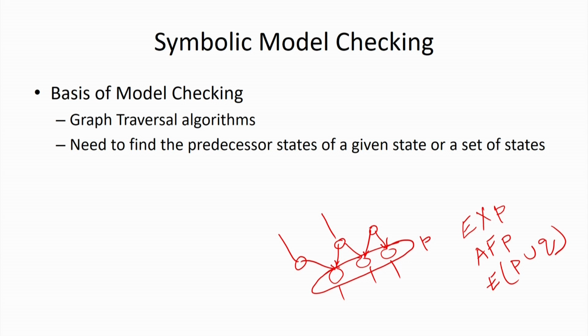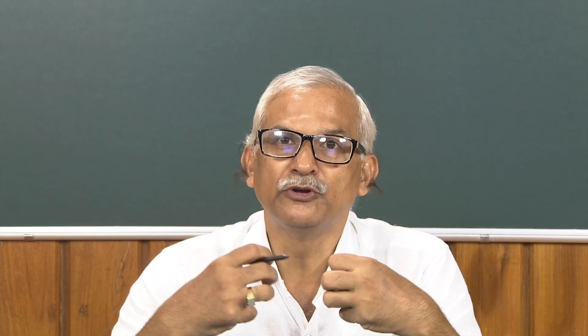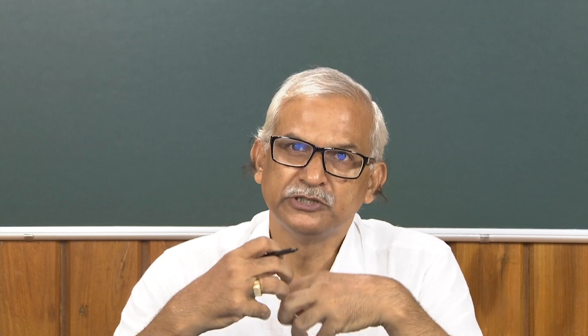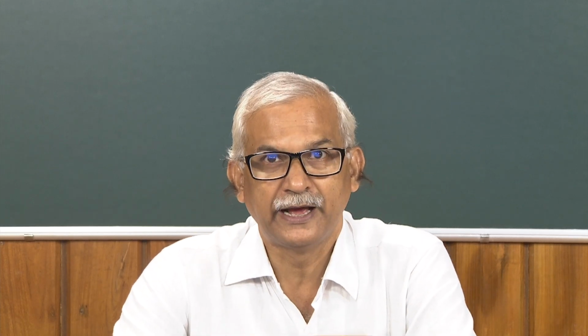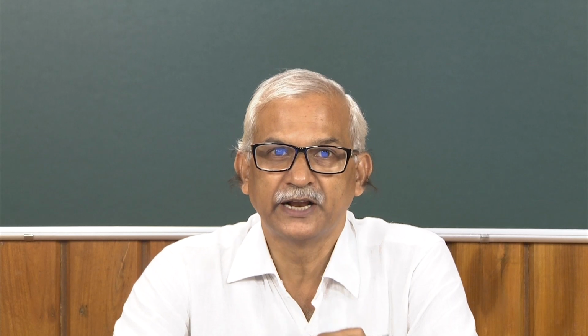So, this is for the next operator. For the future and until operators, we have to do this job repetitively until we get a fixed point. That means there is no more addition of states in that particular set of states. At that point, we terminate our algorithm. So, the basic crux is to find the predecessors.